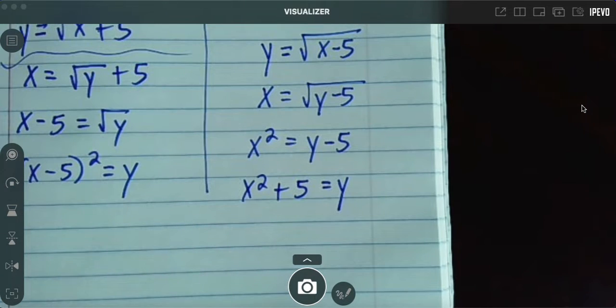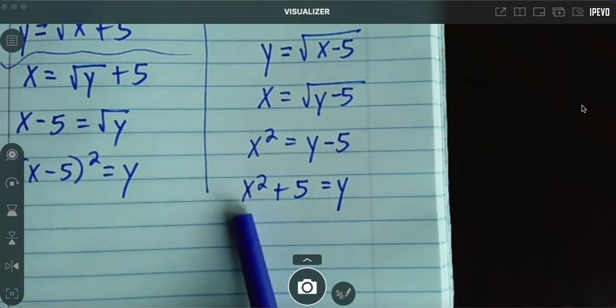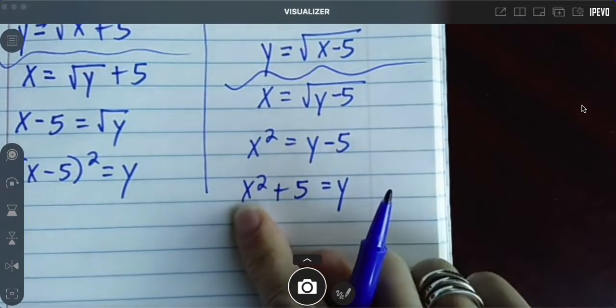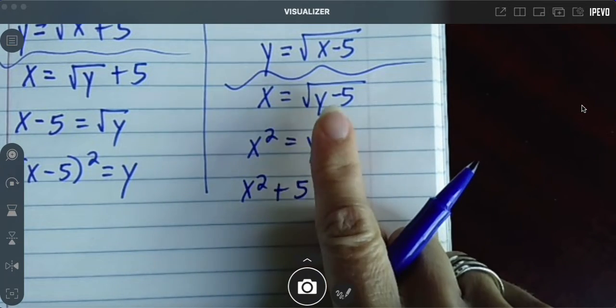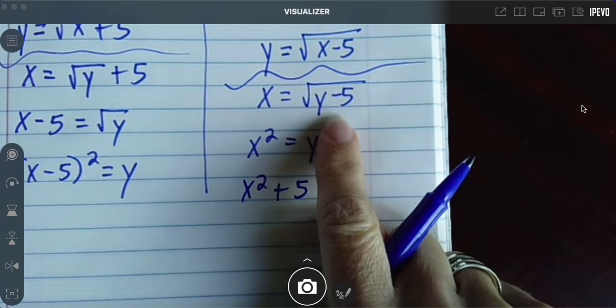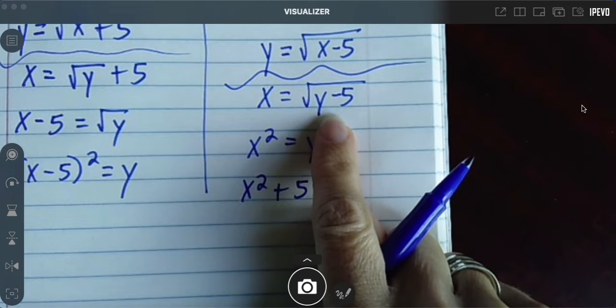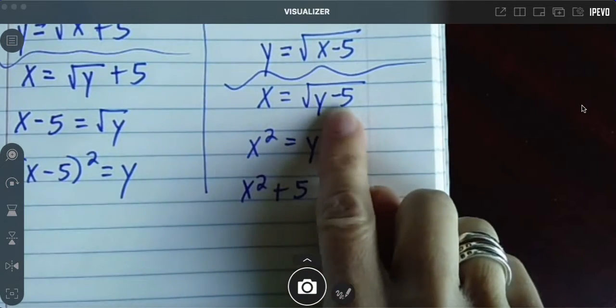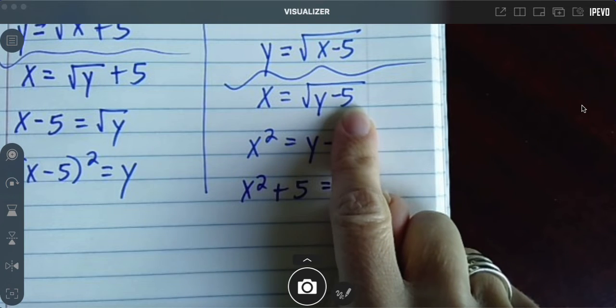And it says, now the range. The domain is all real numbers. X can be anything. If you start from right here, x can be anything. It doesn't matter. What can y not be? 5. It can be 5. It can't be a number that's less than 5. Because watch, what's 5 minus 5? 0. And you can take the square root of 0. It's 0. Okay?